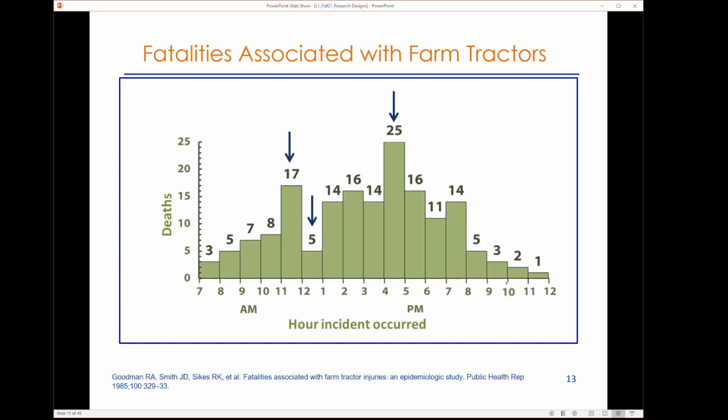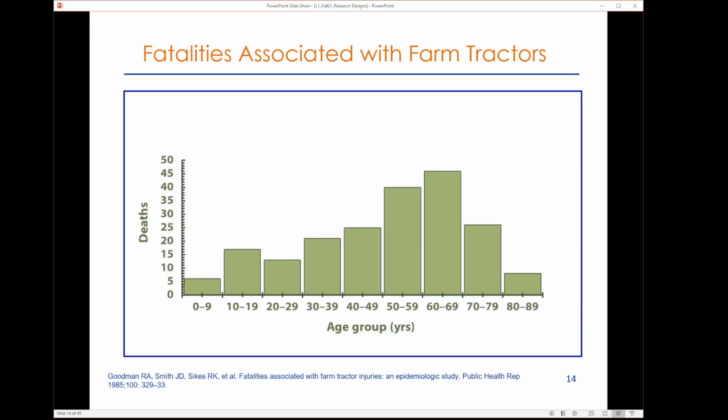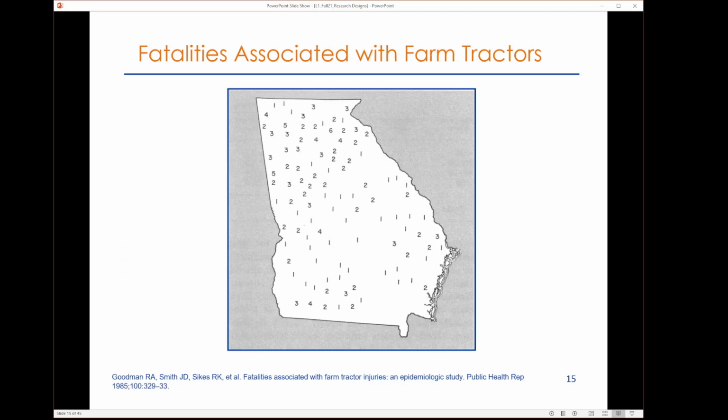Similarly, you can also see the age groups, meaning the person. So just looking at this one, you can develop the hypothesis that older individuals are more likely to be involved in tractor incident deaths compared to younger individuals. Now this is about the person, and now let's see the location, or where.